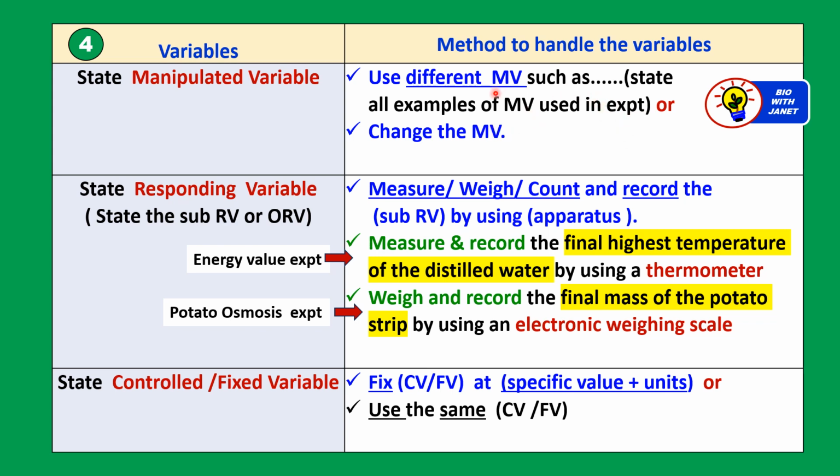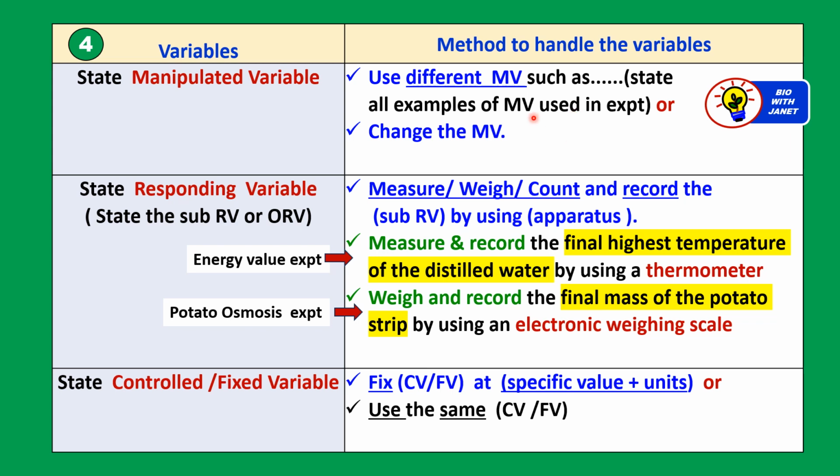For example, use water baths at different temperatures, such as 0 degrees Celsius, 20 degrees Celsius, 37 degrees Celsius, 40 degrees Celsius. All right? That is for the experiment where we study the effect of temperature on the activity of amylase. Now for the energy value of food samples, you say use different food samples, such as, let's say using two food samples, then you must mention those two food samples, such as cashew nut and a biscuit, for example.